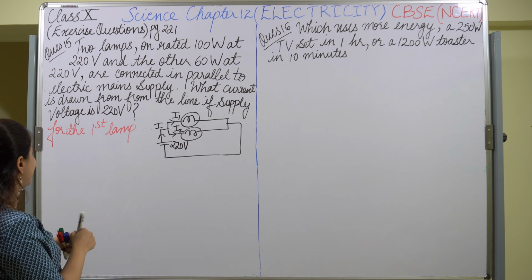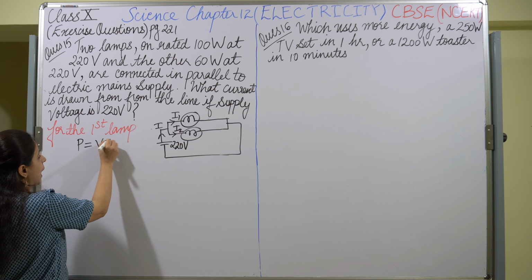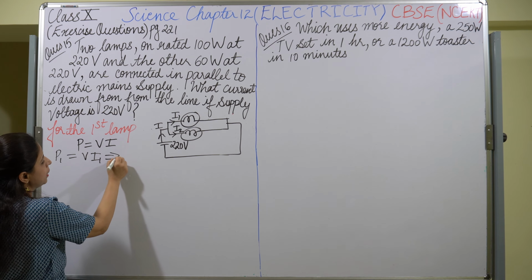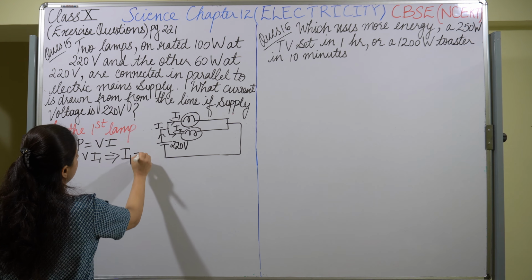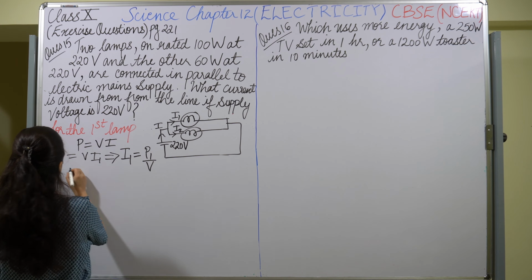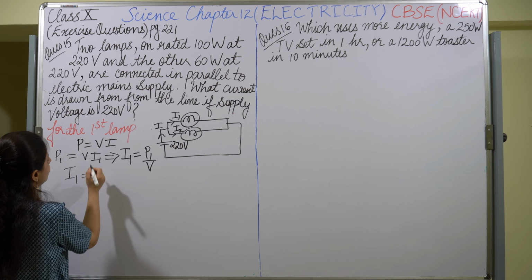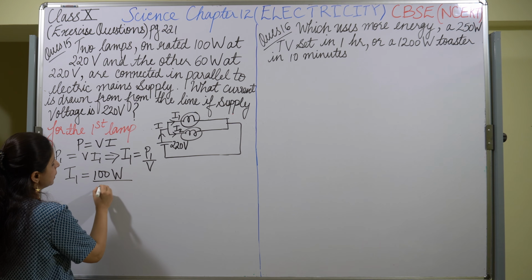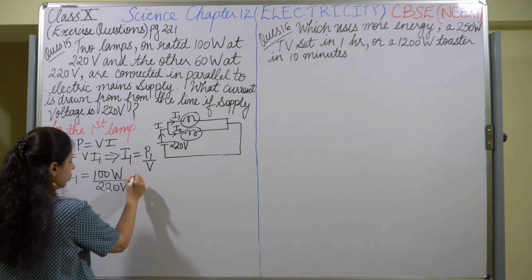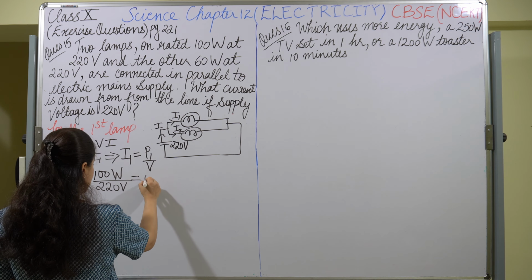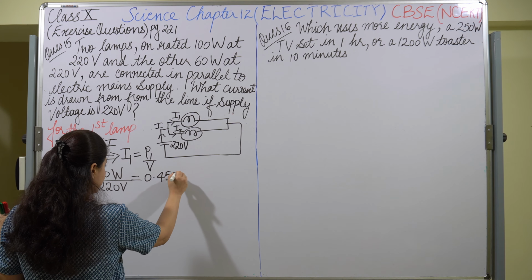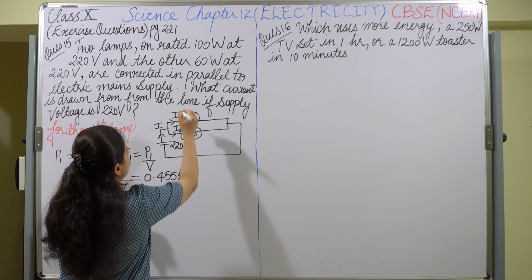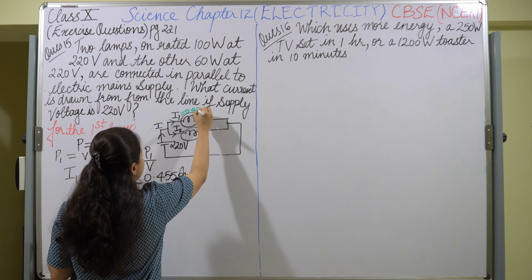We will apply the formula P equals VI. So for the first lamp, P1 equals VI1, so I1 will be equal to P1 upon V. So I1 will be 100 watts upon 220 volts, which is given. That gives us a value of I1 equal to 0.455 amperes.